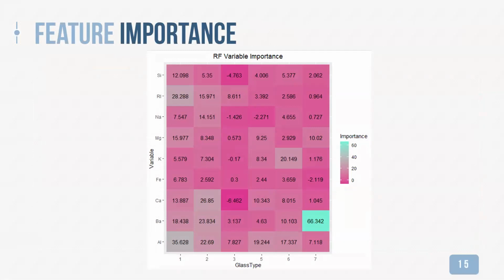So this is the feature importance that is produced by the random forest package in R. It just means that for each glass type, which variable is important in splitting and classifying that certain glass type. For instance, for glass type 7, you can see that barium is very important, as barium can single-handedly predict well for glass type 7. This is what the random forest has given.